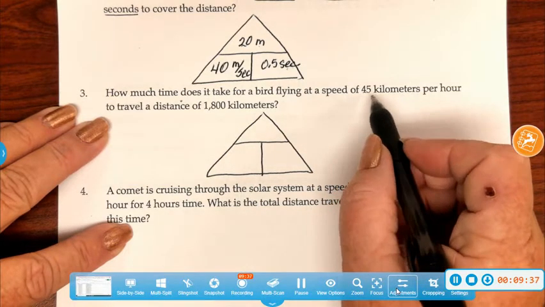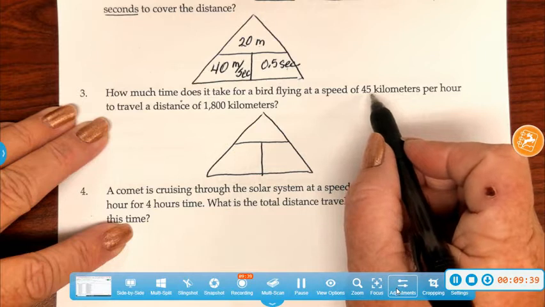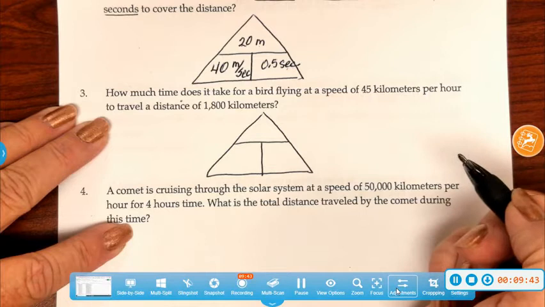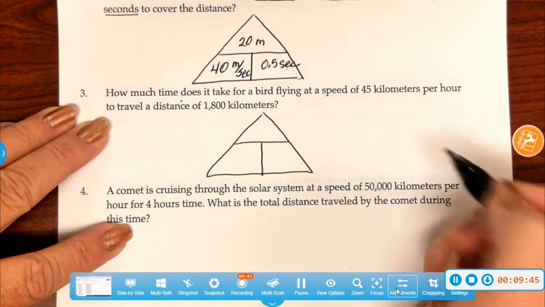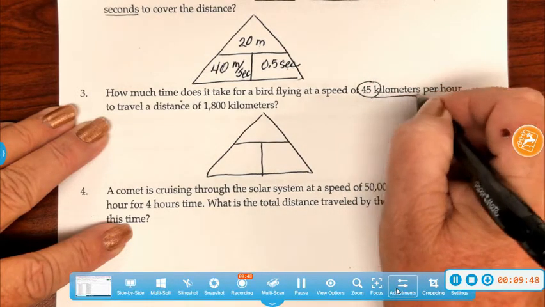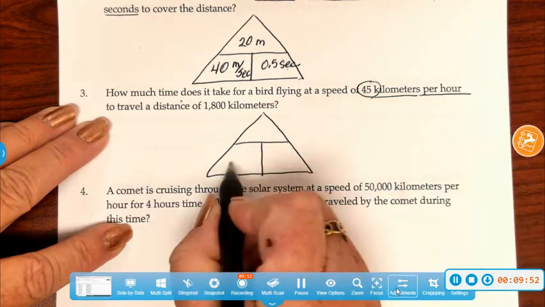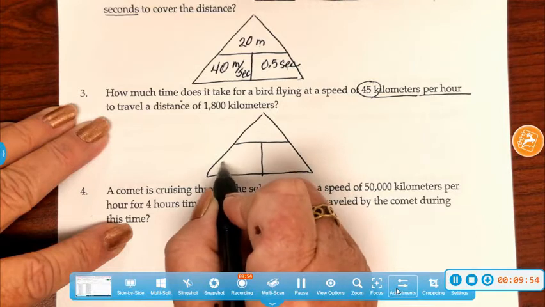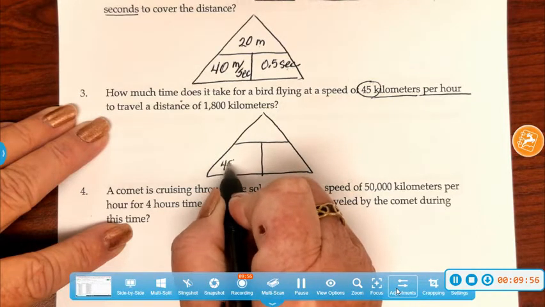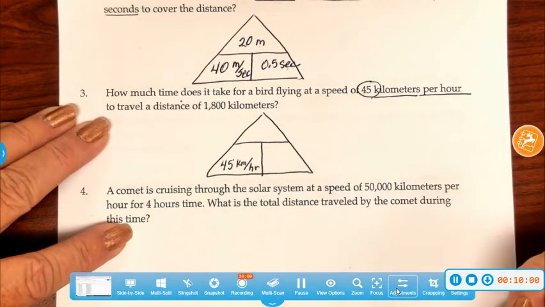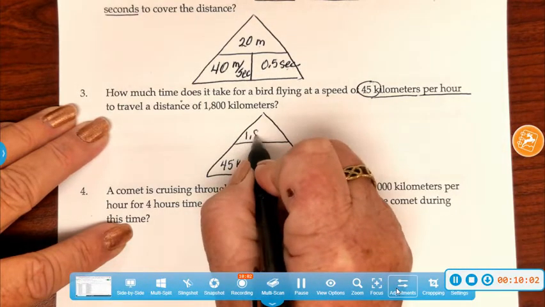So where, in our triangle, did you put 45 kilometers? 45 kilometers per hour goes to speed. That's a speed, isn't it? It's not just 45 kilometers. It's 45 kilometers per hour. So that's our speed, and it would go down here, right? Yeah, 45 kilometers per hour. Then at the top I put my 1,800 kilometers. There you go.